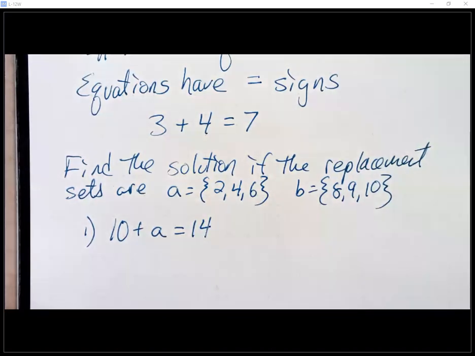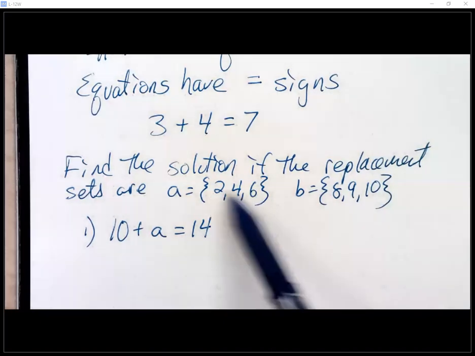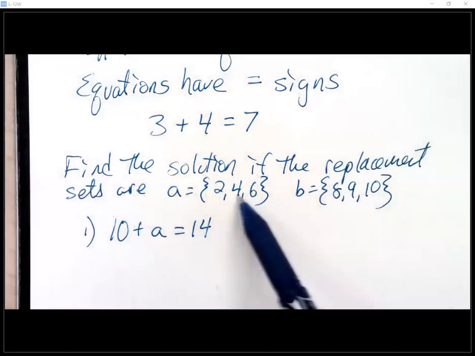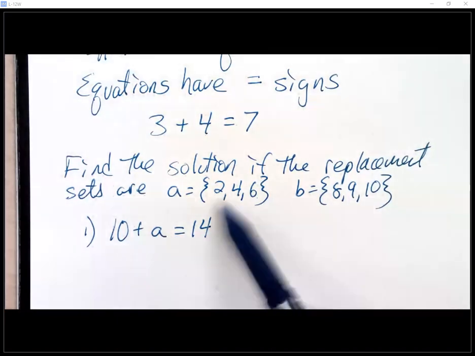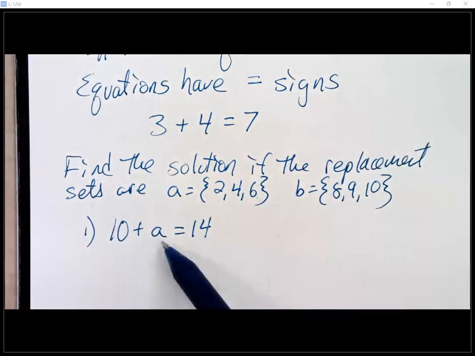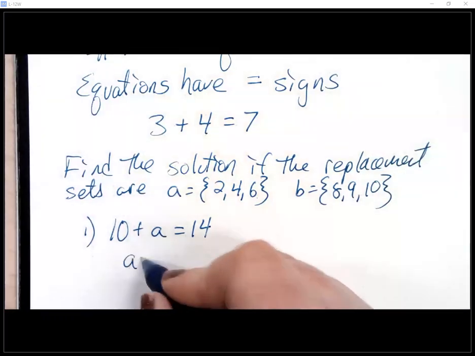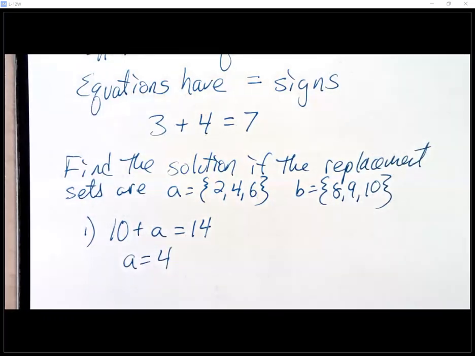But let's say it were a more complicated equation. If I know I have these replacement sets, that means A can only be one of these 3 things. So what I can do is plug in these 3 options and see which one makes sense. Again, this one, we knew it just by looking at it, I know it's got to be a 4. All right, so in this case, A has got to be 4. All right, let's try one that's a little bit tougher.